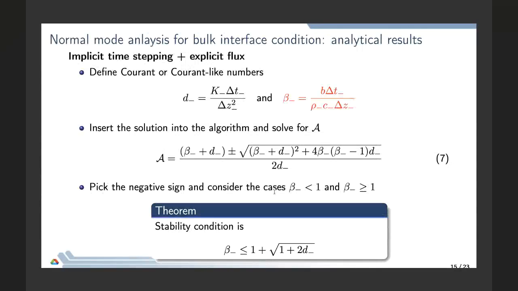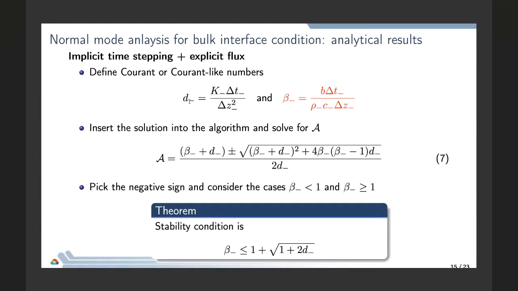For simplicity, we also define a new Courant-like number, which is beta. The beta depends on the bulk interface condition, the bulk coefficient b, and it looks very much like a Courant number for an advection term. And D is still the Courant number for the diffusion. We insert the assumed normal mode solution back into the discretized algorithm and solve for A. We end up with equation 7.